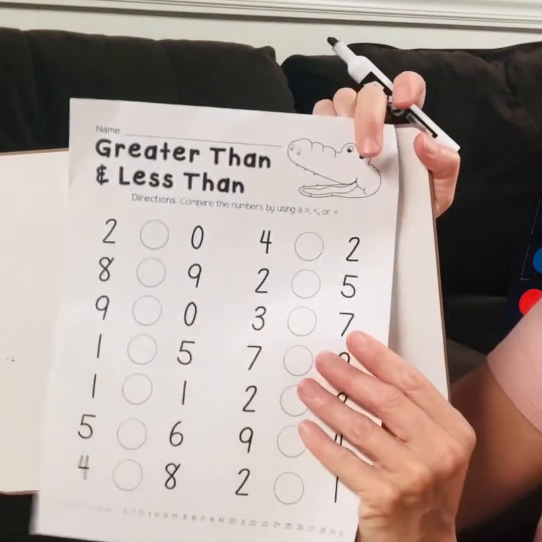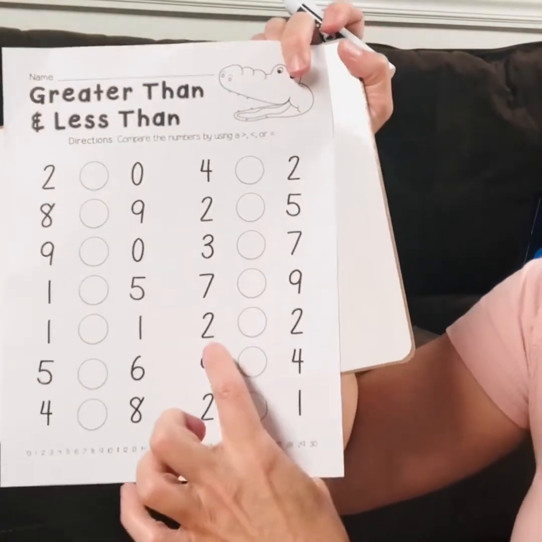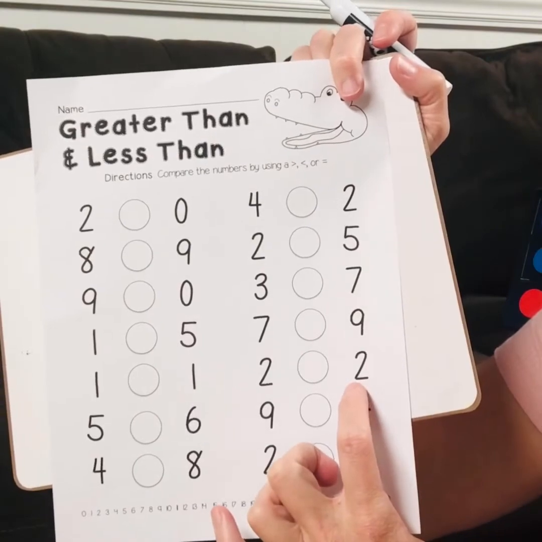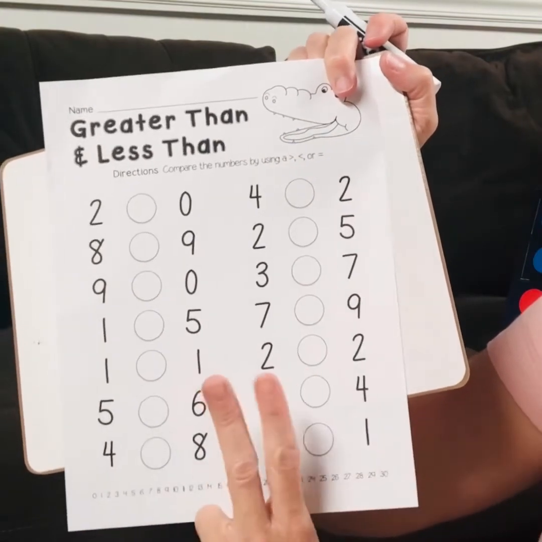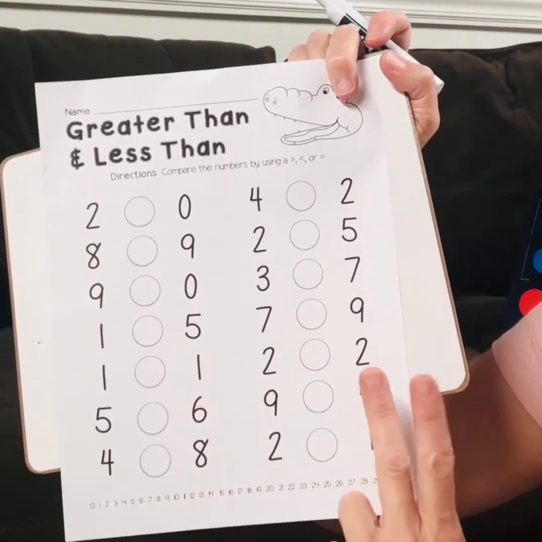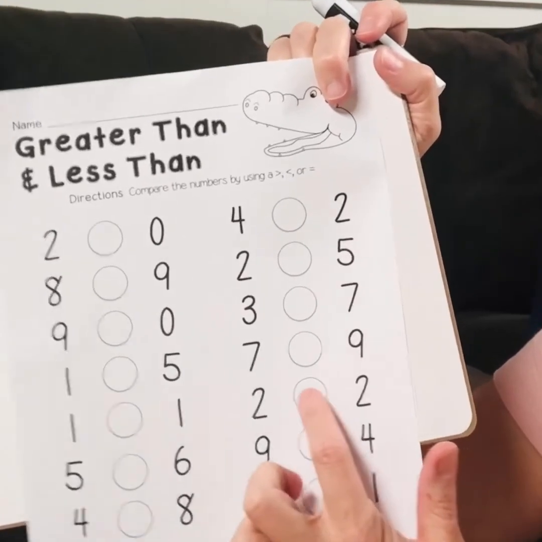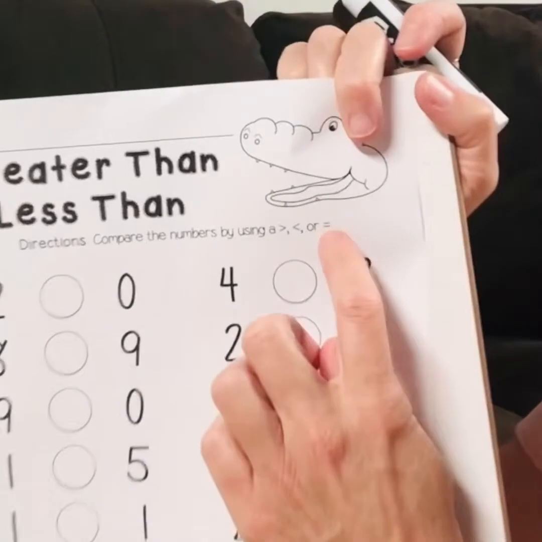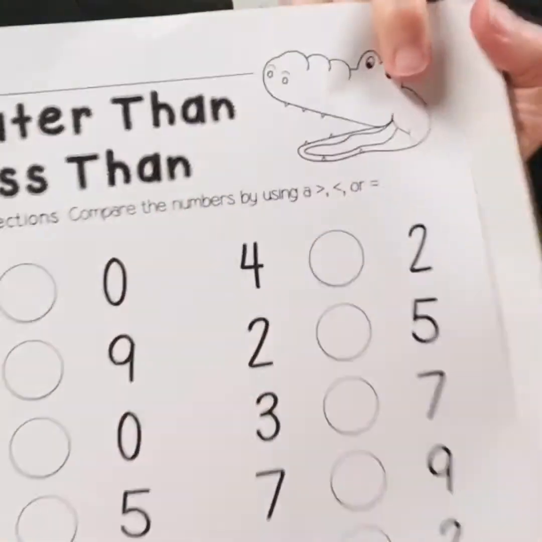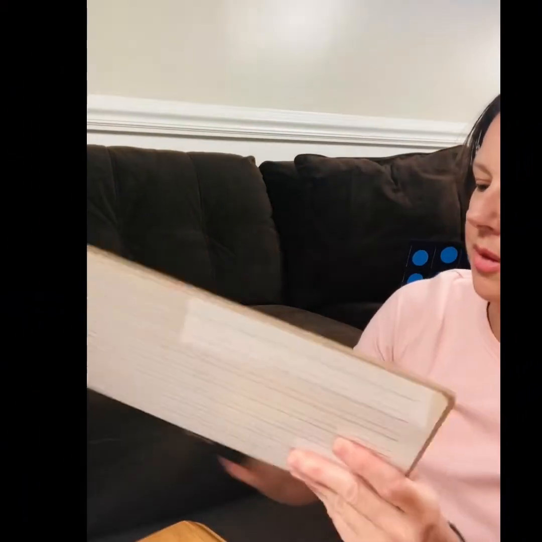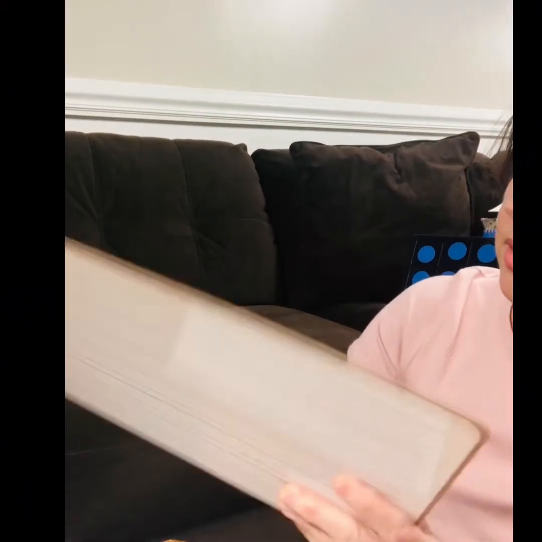Just like in your homework paper, there is a number 2, and over here on this side is a 2. If I have 2 over here and 2 over here on the other side, that's the same. They are equal. So I would write my little equal sign. Equal. All right? Let's practice one more time with equal before we move on.